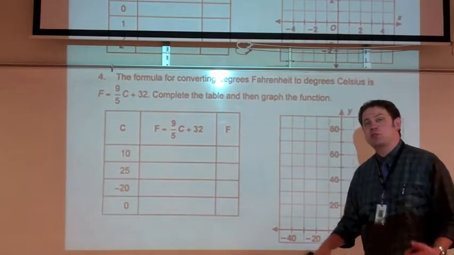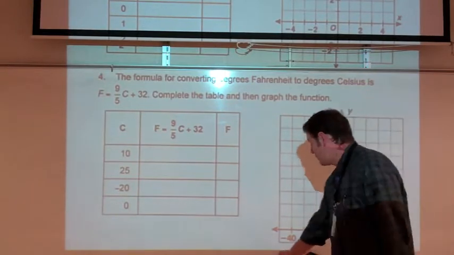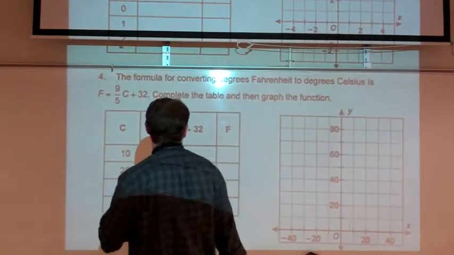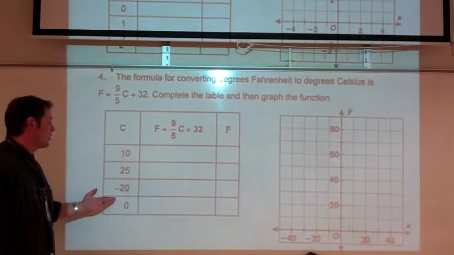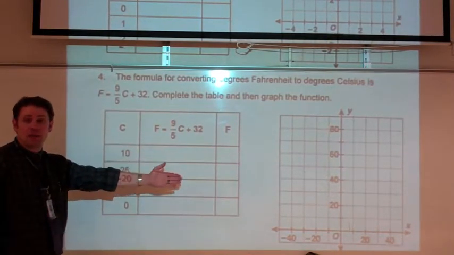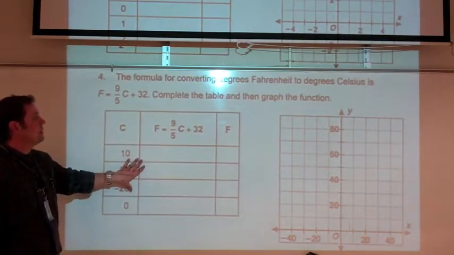Number 4 talks about the two types of temperatures we have, from Fahrenheit to Celsius. There's an actual formula that is used to convert our Fahrenheit to Celsius. So if the Celsius is one of these degrees right here, we can input it into our formula to get our degrees in Fahrenheit. So we're going to do that real quick, and I want you to go ahead and input this in.